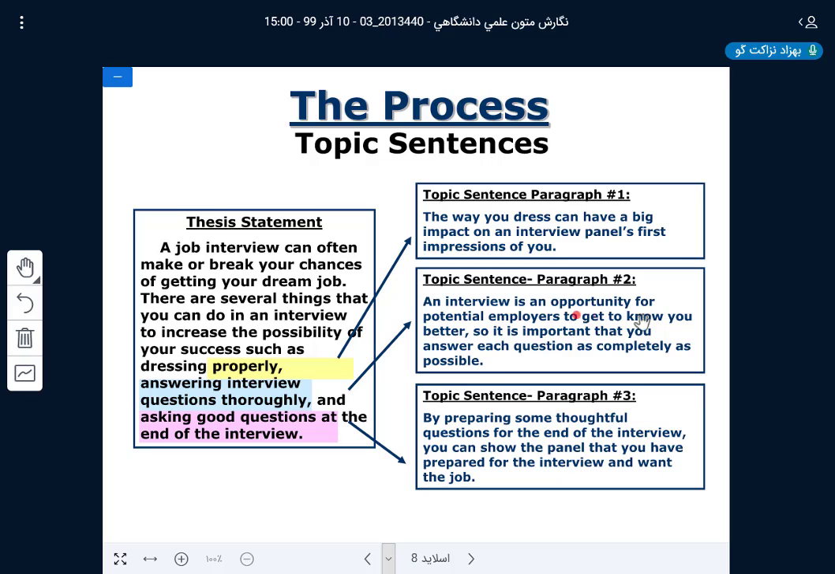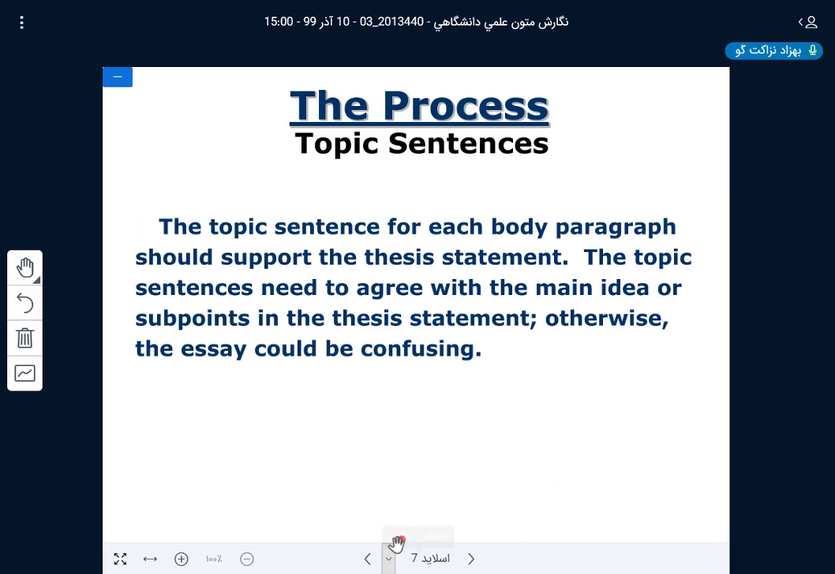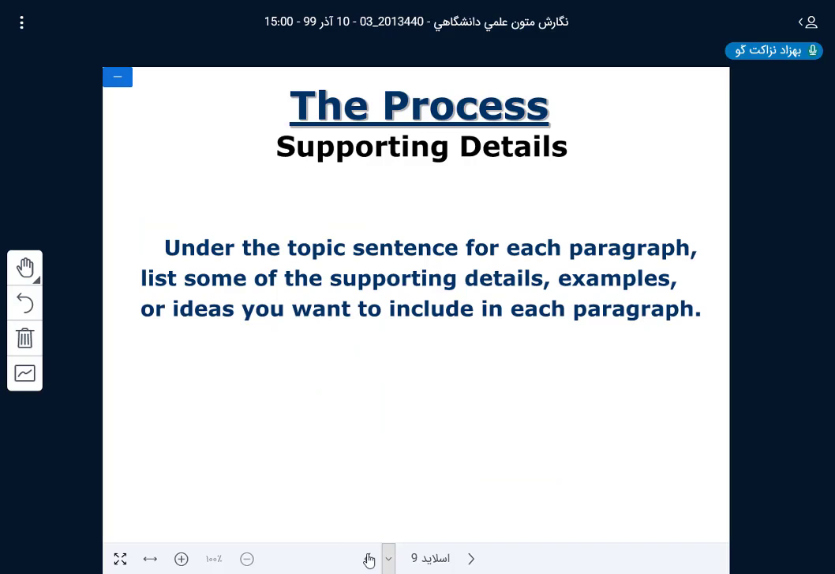An interview is an opportunity for potential employers to get to know you better. So the people will know you better if you answer all the questions completely. So it is important that you answer each question as completely as possible. So this shows that when you are writing the supporting part, you need to use some details and verify the point you have made in the topic sentence.